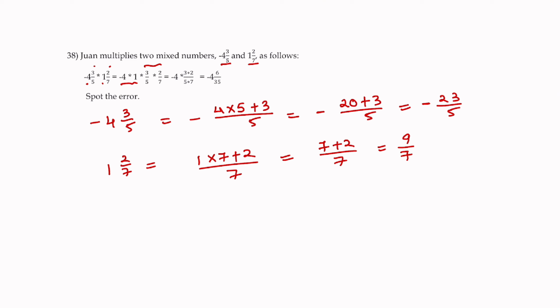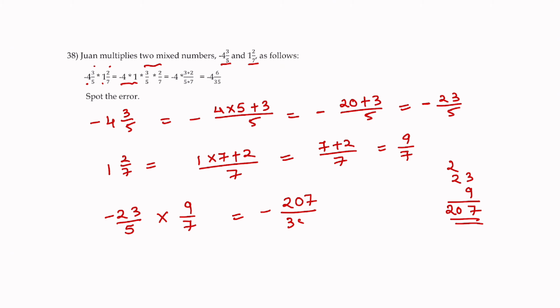Once you have improper fractions, you multiply them. So we say minus 23 upon 5 times 9 upon 7. Okay? So 23 times 9 is how much? Let's do the calculations here. 23 times 9. 9 times 3 is 27. 2 carry. 9 times 2 is 18. 18 plus 2 is 20. So that is minus sign 207 upon 5 times 7 is 35.